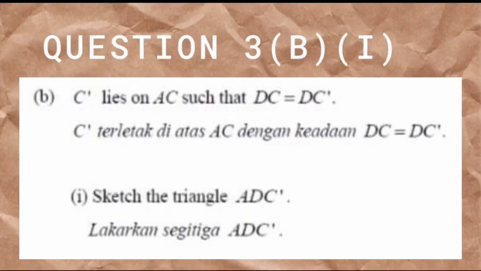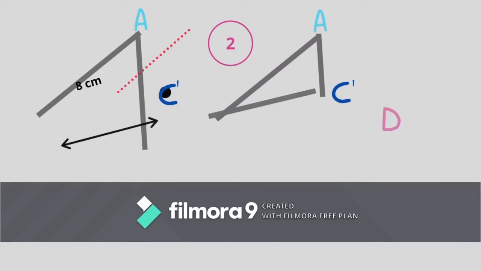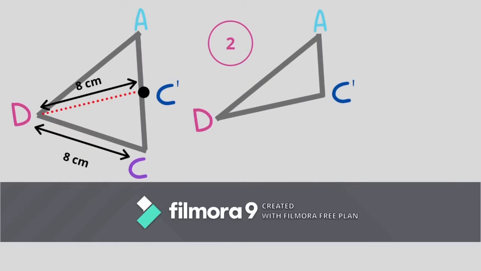Next question is sketch the triangle of ADC prime. It is given in the question that point C prime lies on AC and DC is equals to DC prime. It means that point C prime is on the line of AC, and the length of DC, which is 8 cm, is equals to the length of DC prime.